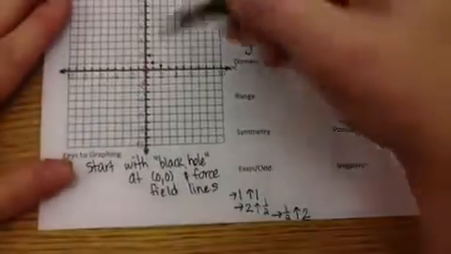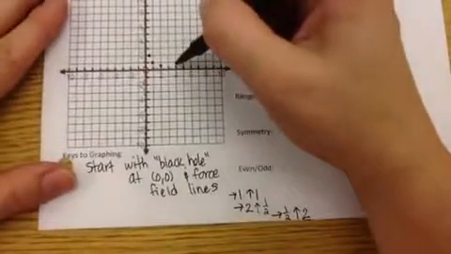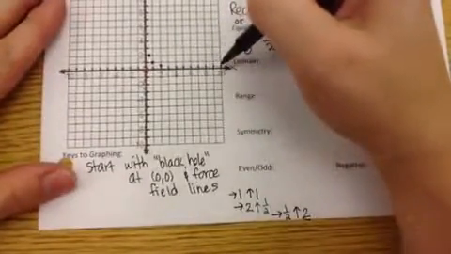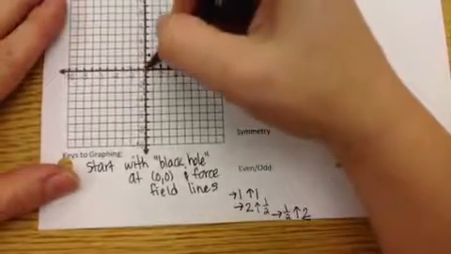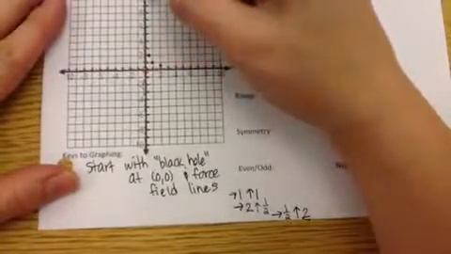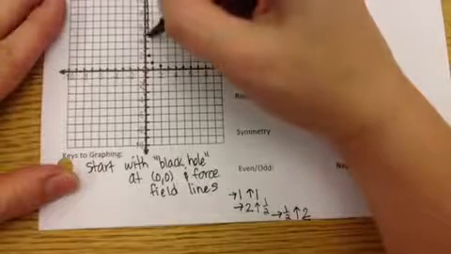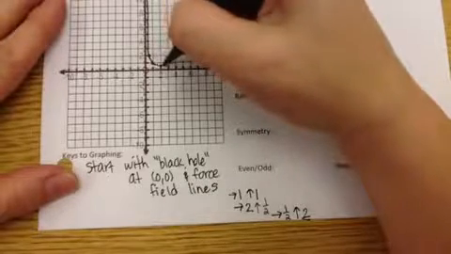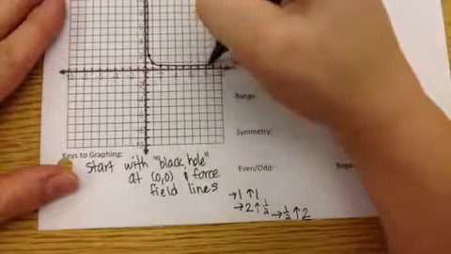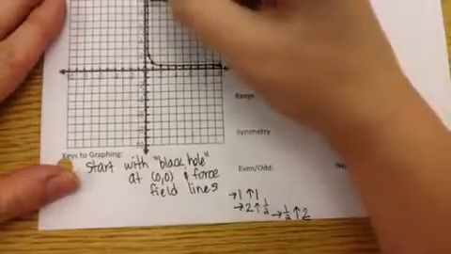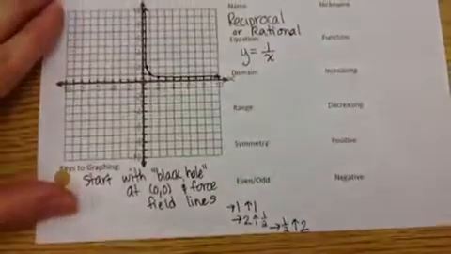Now the rest of this graph, if I would put 4 in, I'd get out 1/4. If I would put 10 in, I'd get out 1/10. If I would put 1/10 in, I'd get out 10. So the rest of this graph just kind of rides really close to those asymptotes, is what they're called, and looks like that.